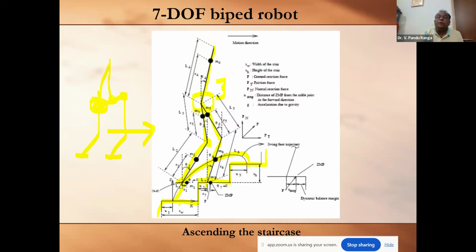That is also shown here, and in the enlarged view, if you observe, what is the position of the ZMP, where is it located, and how are you going to decide the dynamic balance margin? All these things are given. In addition to that, we have also given the conditions for the structure of the terrain. What could be the width of the stair, and what could be the height of the stair? All these things are explained in this figure.